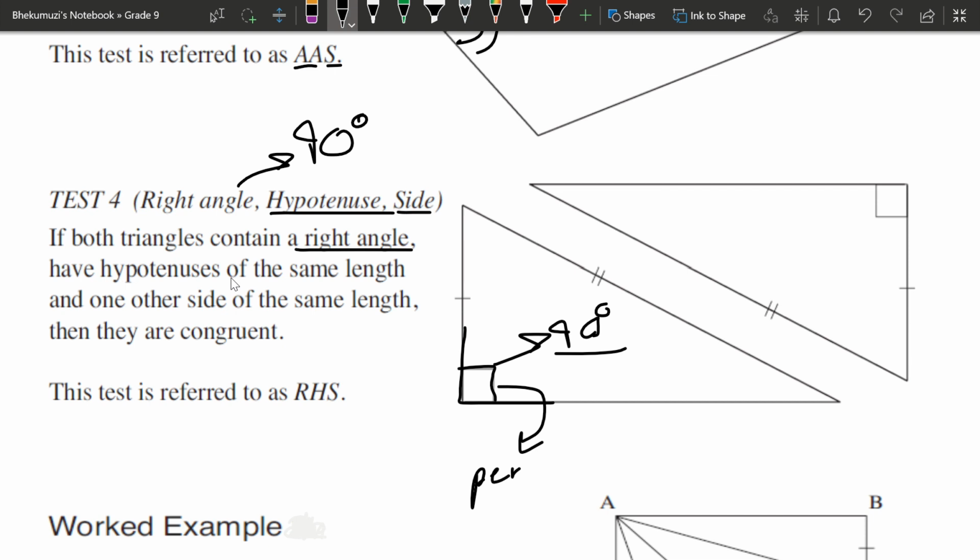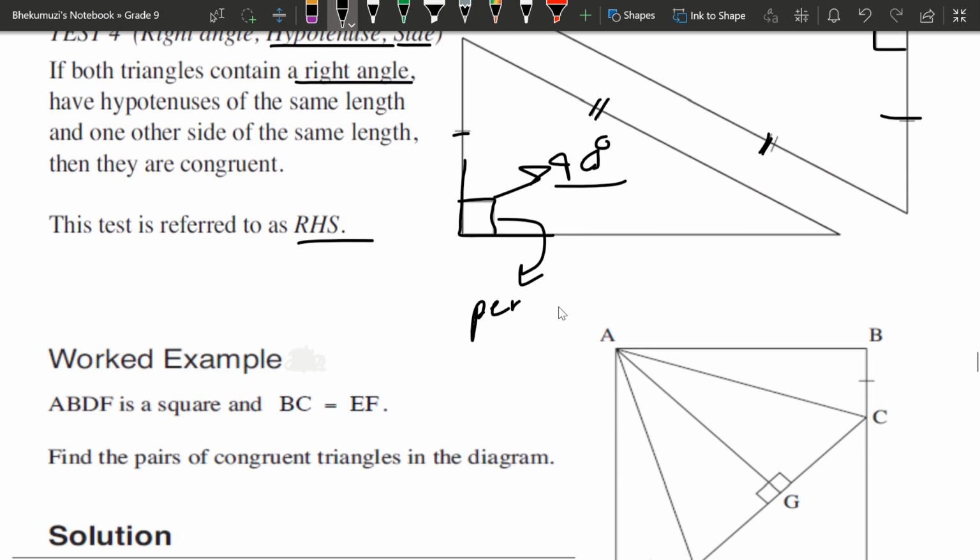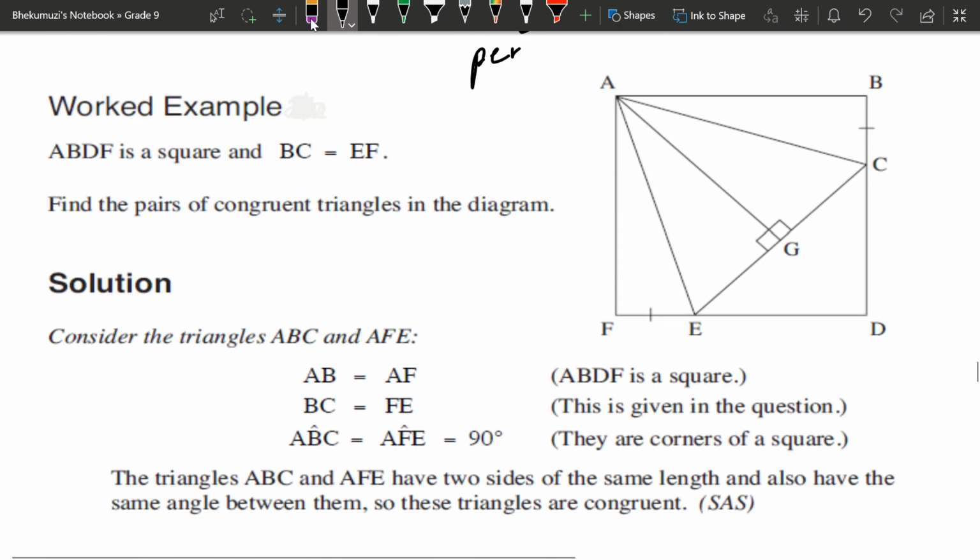And then you have a hypotenuse, which is the longest side, and as you can see, we have the hypotenuse on both sides and the right angle. And then also when you find a length, then that is congruent, and that you'd say is the right angle, hypotenuse, side, RHS, right?